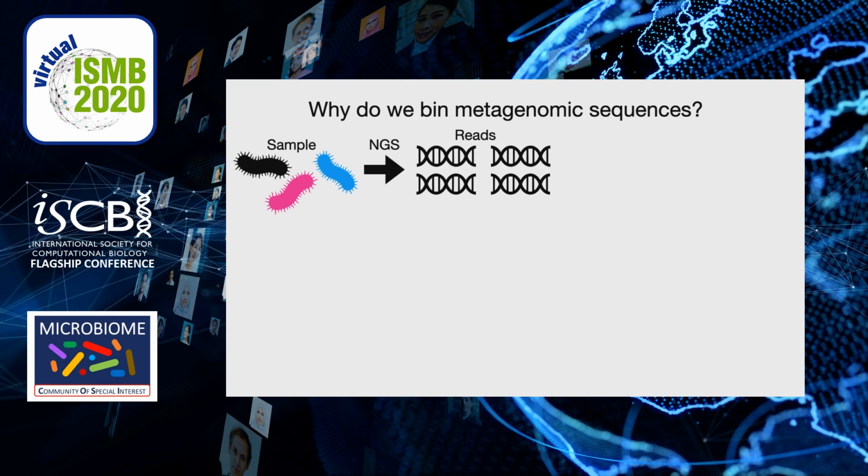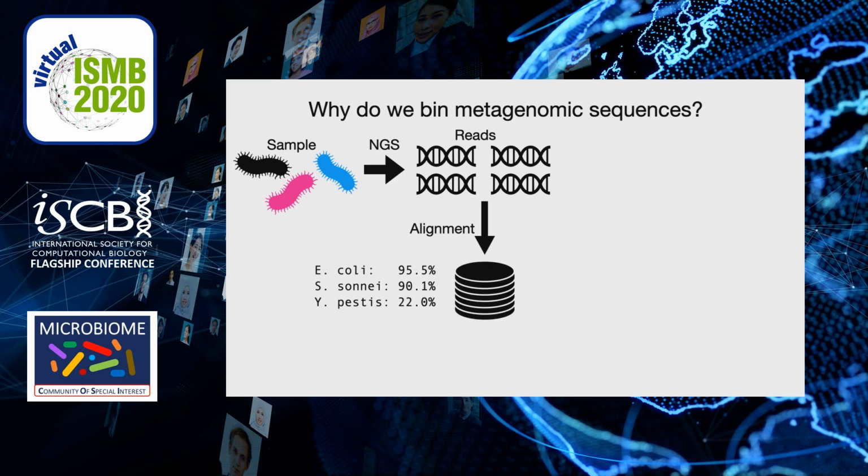So, why do we want to bin metagenomic sequences? Well, suppose you have a sample containing multiple genomes, and you do next-generation sequencing and obtain reads from your genomes. If you want to find out which species are in your original sample, one common approach is to align your reads to a database of some sort. You may then look at the top hits and determine what's in your sample. But this will obviously not be able to find new species since they're not in the database. Furthermore, even if your species is in the database, any new genomic features like virulence genes are probably not.